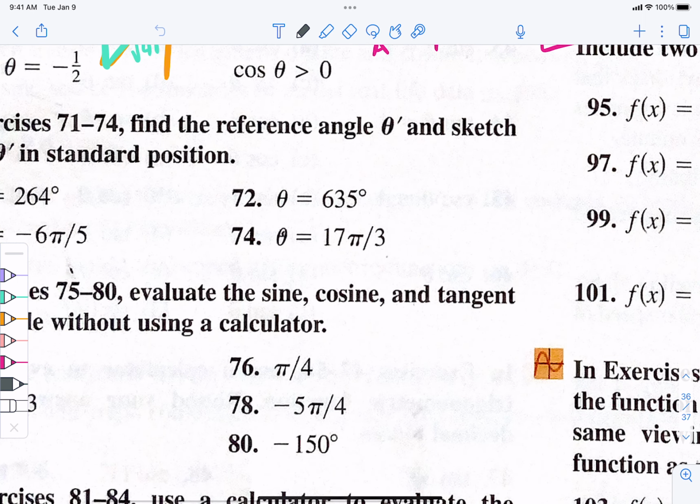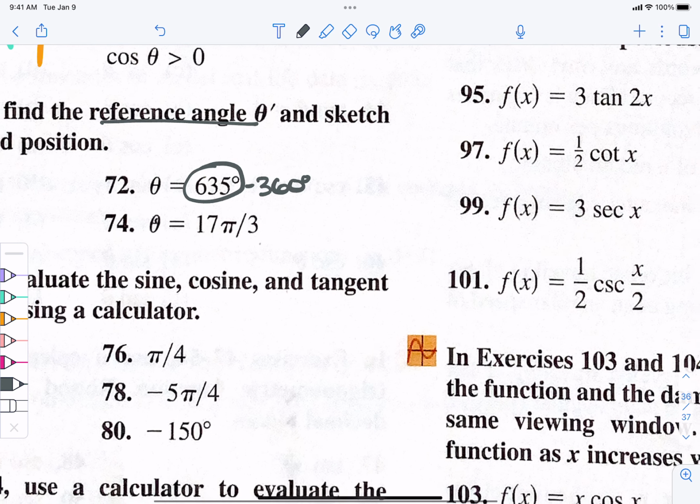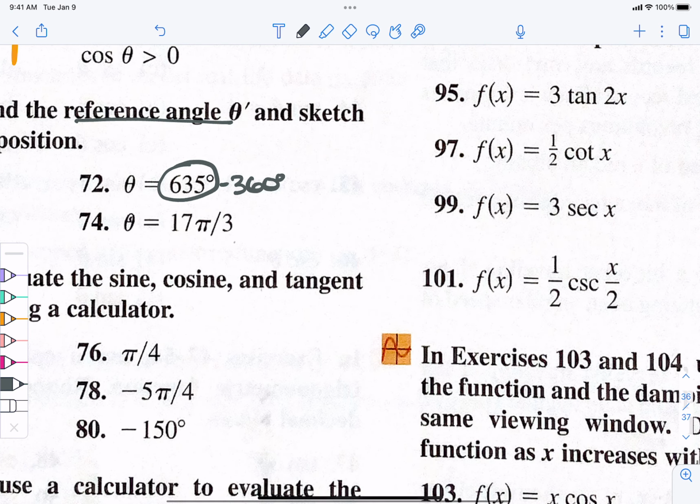72. Find the reference angle. Reference angle means the bow tie angle. You know what I'm talking about with the bow tie angle? So 635 degrees. Let's figure out what that is in 360. Let's subtract 360, kind of like we subtract 2 pi, but this is in degrees, so we're going to subtract 360. That is 275. Yep. 275 degrees is in what quadrant?